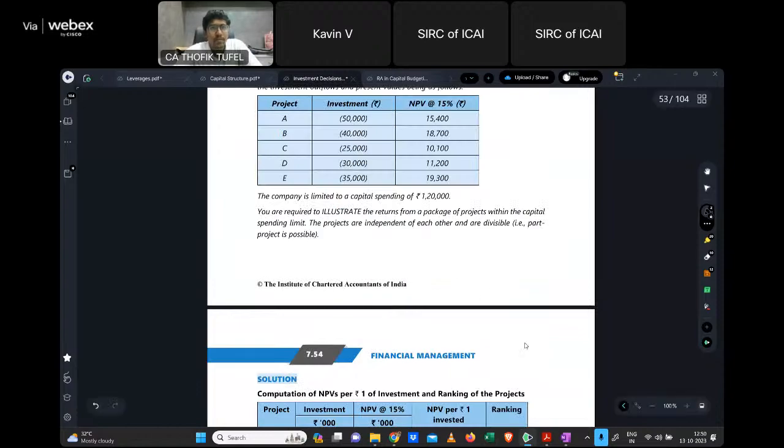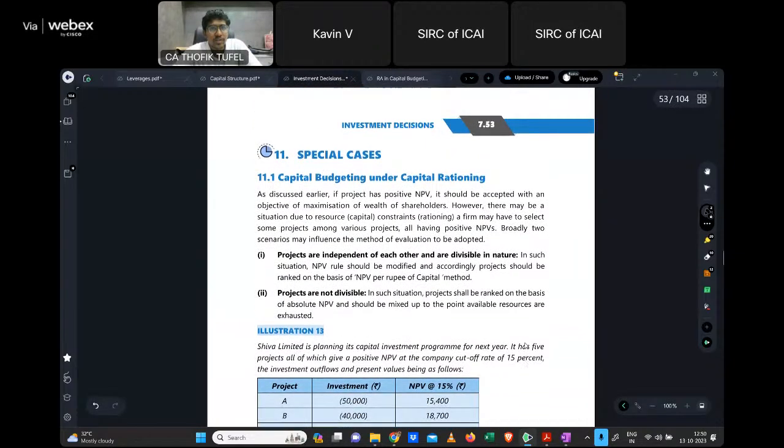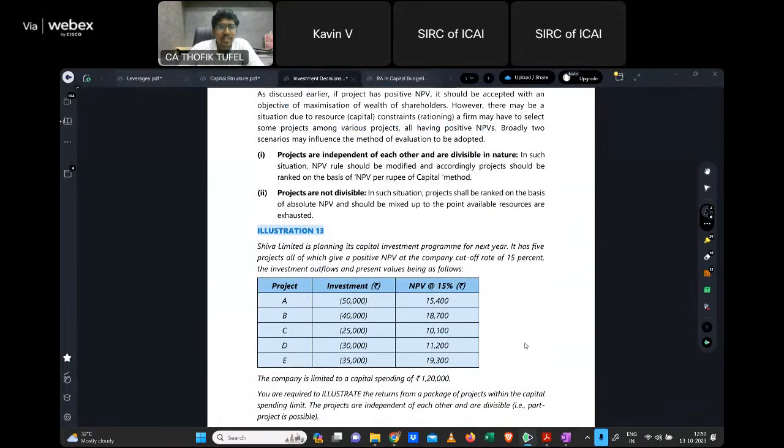See this question, capital rationing. Shiva is planning his capital investment for next year. It has 5 projects, and all are giving a positive NPV. NPV is given directly. The company is having 1,20,000 rupees. Now 15% NPV, these are the costs.